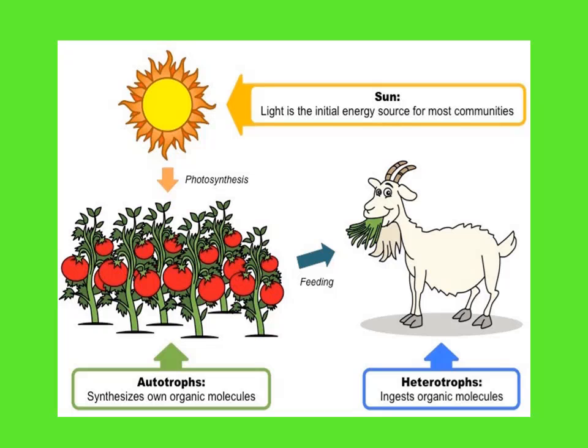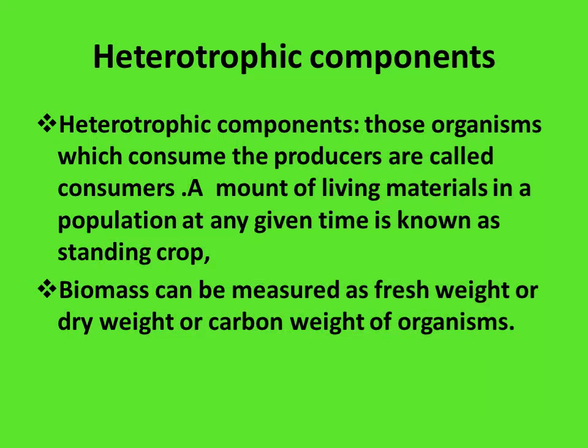Every other component present in the ecosystem is called a heterotroph. The animals which cannot prepare their own food depend on autotrophs. Such organisms are called heterotrophs. They ingest the organic molecules prepared by plants. Auto means self, troph means preparation of food; hetero means depending on another. So that is called heterotrophs. I explained the heterotrophic components in the picture itself.